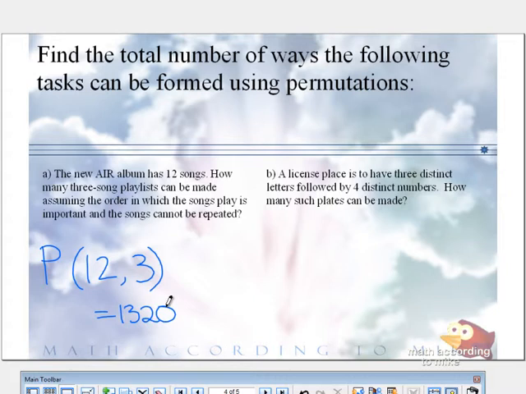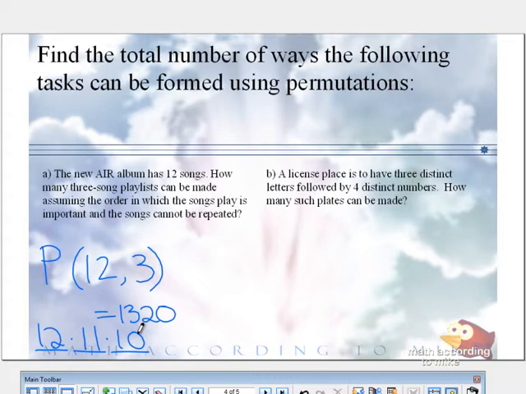Now the other way we could have done it is that we have a 3-song playlist. How many songs can we pick for the first song? 12. And how many songs for the second song? 11. And the third song, 10. Well, 12 times 11 times 10 is also 1320. So if you don't want to use your permutations, fine. You can do your product rule. It'll be the exact same answer.